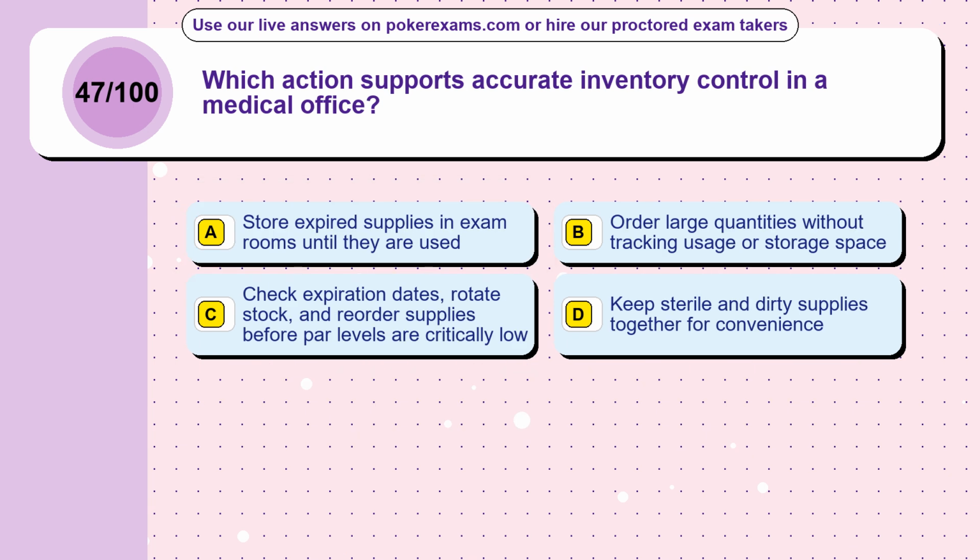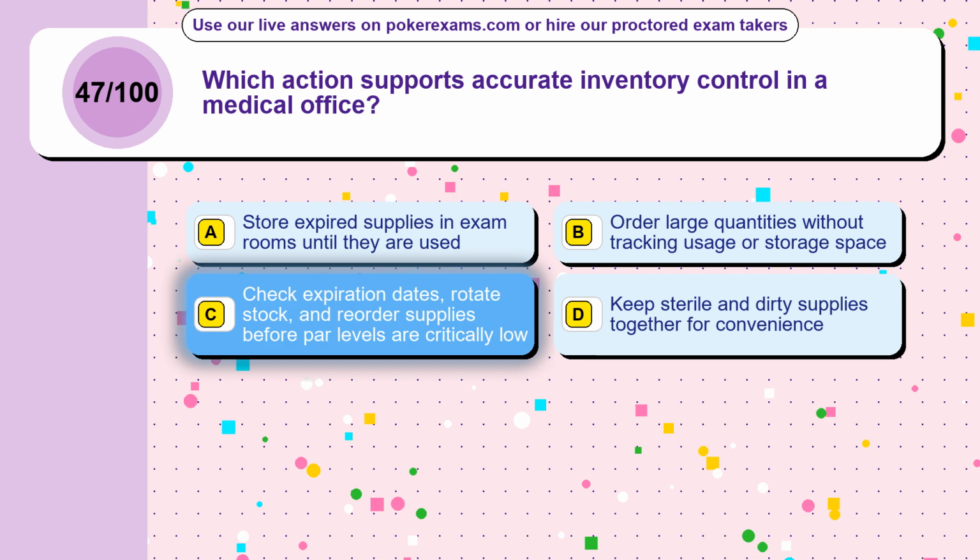Question 47. Which action supports accurate inventory control in a medical office? Option A. Store expired supplies in exam rooms until they are used. Option B. Order large quantities without tracking usage or storage space. Option C. Check expiration dates, rotate stock, and reorder supplies before par levels are critically low. Option D. Keep sterile and dirty supplies together for convenience.